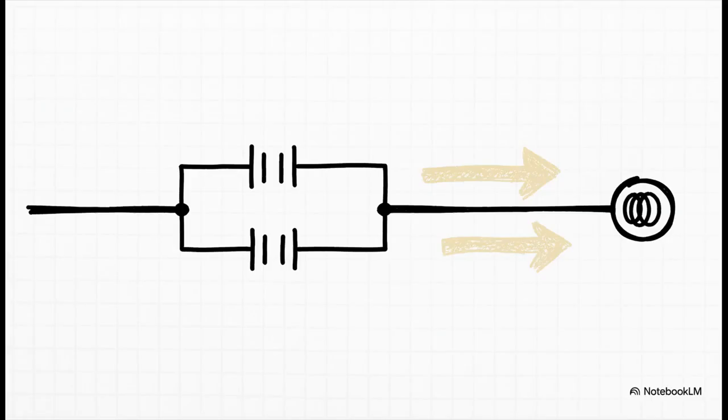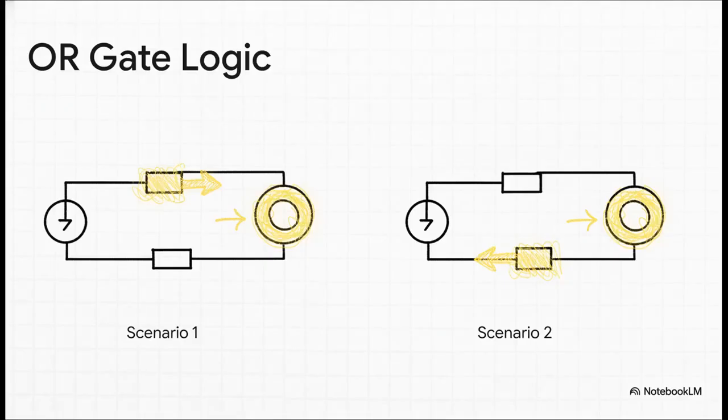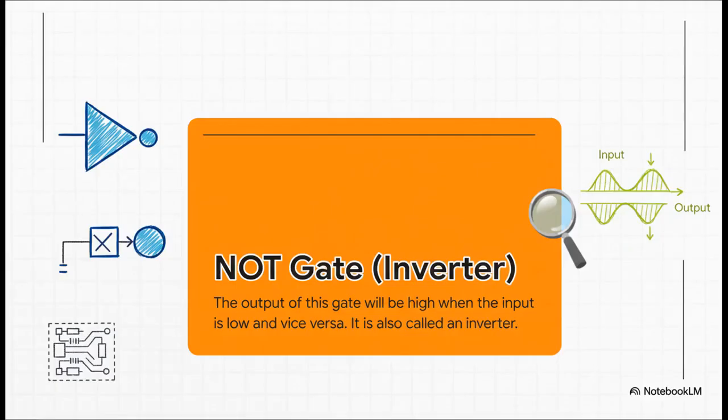And check out how the diagram totally changes for this. Instead of that one single path we saw before, now we have two separate branches running in parallel. The inputs aren't in a single file line anymore. They're giving the electricity different routes to take. This setup is everything. It means the power can go through the top path if input A is on, or it can zip down the bottom path if input B is on. Either way, it gets to the output. It's just a beautiful, simple way to visualize that OR logic.